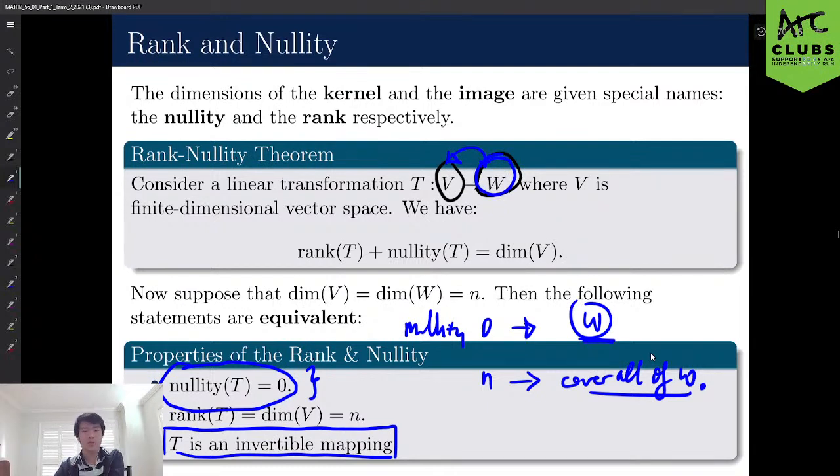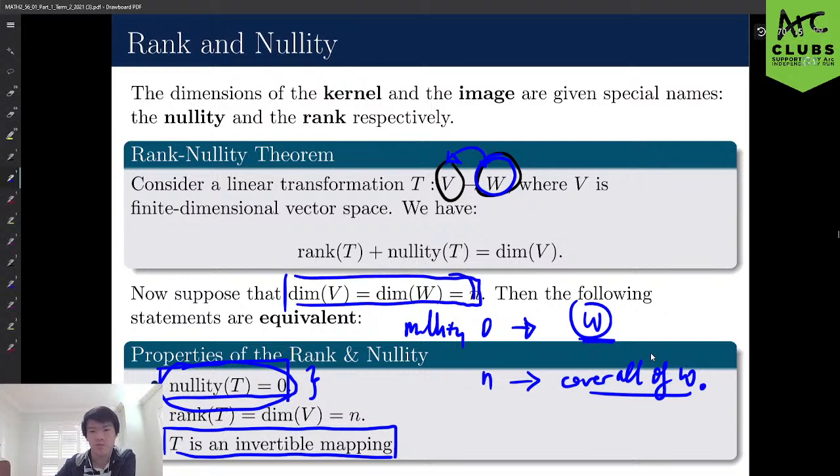Right, so if we want to prove that a linear transformation is invertible, all we really have to do is find the nullity, as long as the dimensions are right. So as long as the dimensions are equal. So dim V equals dim W equals n.